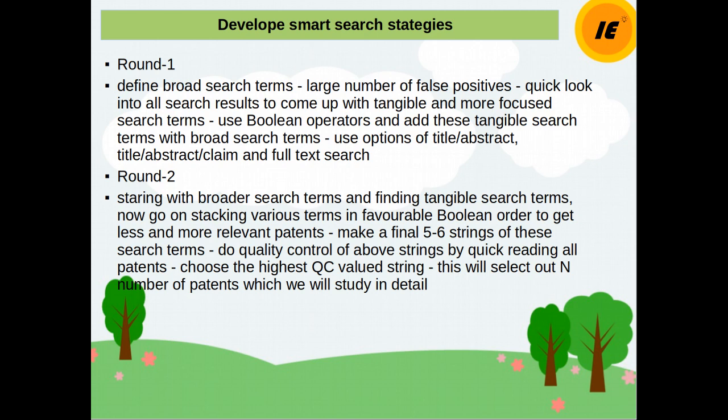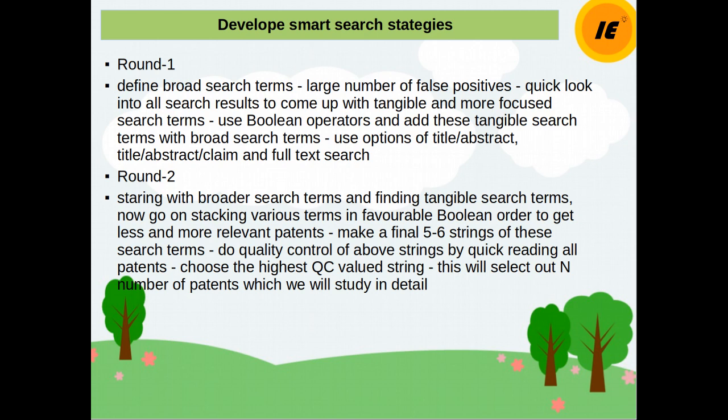So in this way, for each database you come up with one string which has the highest quality value, and then you get, let's say, 30, 35, 40 or 50 final patents, and that will be your output. That is, I believe, one of the ways to do the searches in each database.